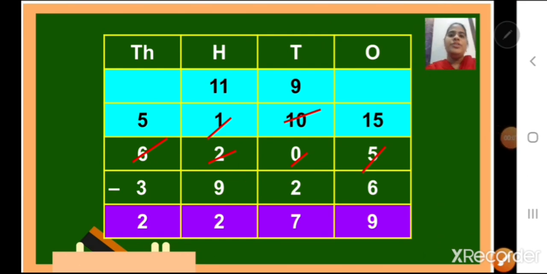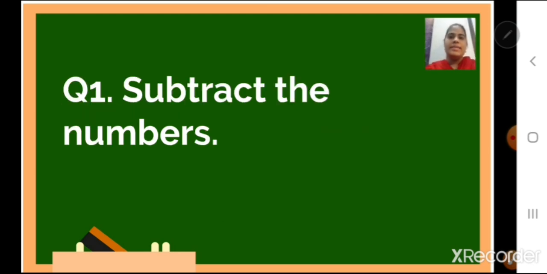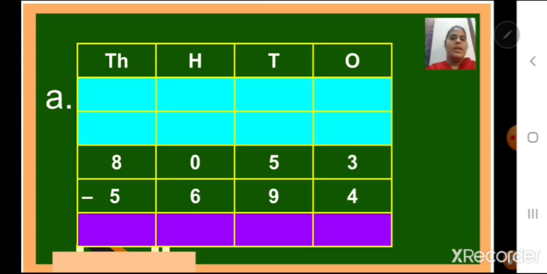Children, now take out your notebook and we are going to start with exercise 4.2 and we are going to solve similar type of subtraction sums, that is with borrowing. Question number 1 is subtract the numbers. A sum. Children, in your textbook, boxes are drawn like this, and the question is given: 8,053 minus 5,694. While subtracting, we always have to start from ones place.